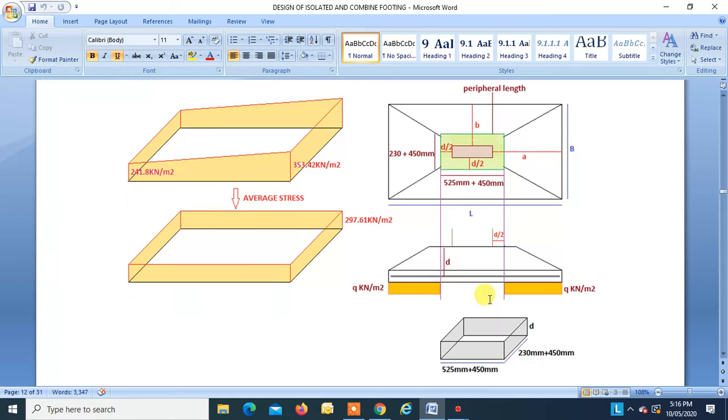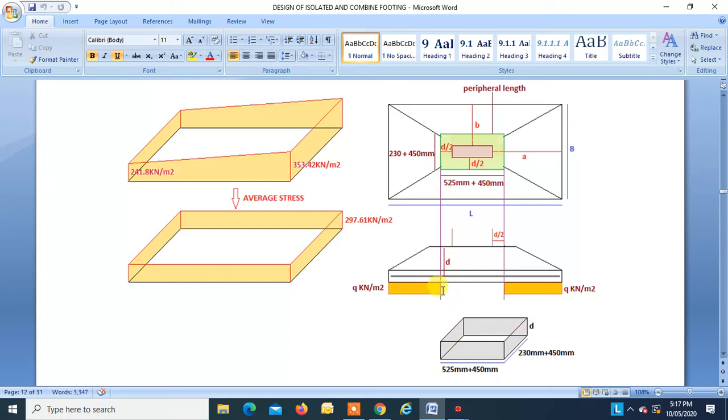Now we can see this peripheral area is shown over here. This is the peripheral length. This is 525 plus 450, and this is 230 plus 450, right? Now this peripheral length into D, where D is the effective depth of the footing at this section. This is the peripheral area which will take the punching shear force.